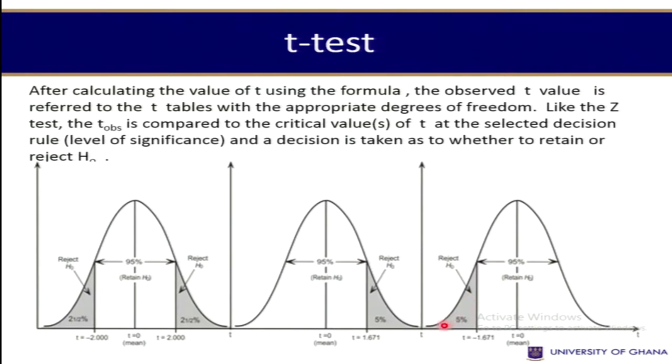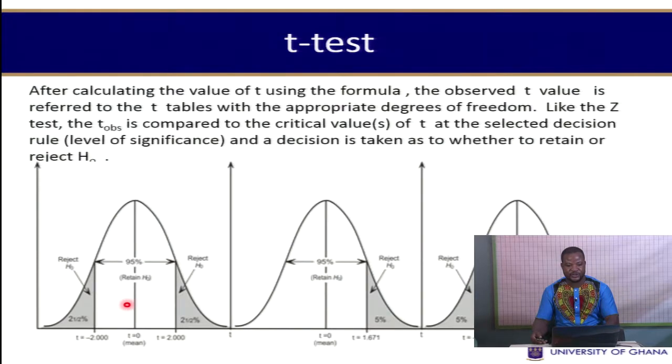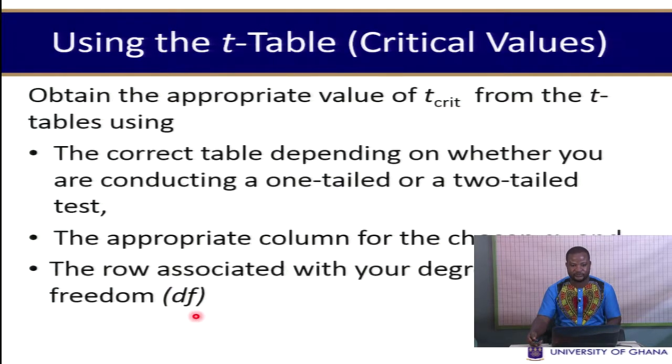The shaded portions are the points of rejection, and the non-shaded portions are the points of retention. Those are the areas where, if our t observed falls, we will retain our H0. So we retain our H0 if it falls here. When we are dealing with a two-tail, if it falls within this range, we retain our H0. If it falls here, we reject our H0, and when it falls here too, we reject our H0.